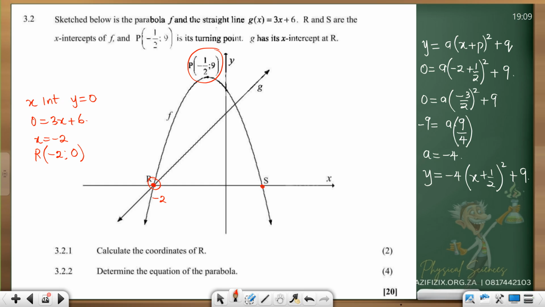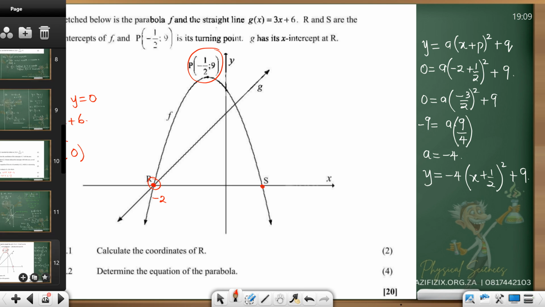All right. Would you want me to do a second method? Or I should just leave it like this? Huh? Should I do a second method? Okay, let me do a second method.